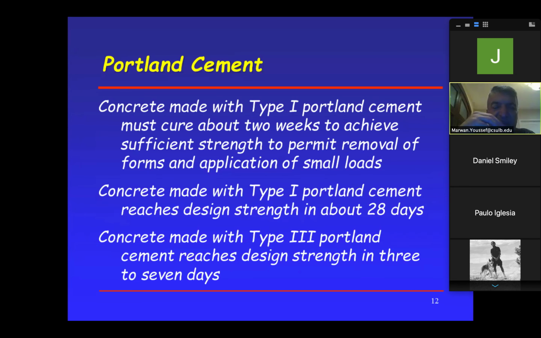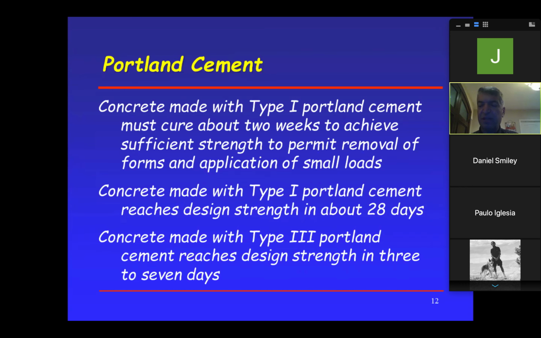Okay, thank you. So Portland cement now, concrete made with type 1 Portland cement. Everything we're going to read here, I probably mentioned it, okay? But we'll see what we highlight. Type 1 Portland cement must cure about 2 weeks to achieve sufficient strength to permit removal of forms and application of smaller loads. So when you form the concrete column or beam, you have to wait about 2 weeks. That means 14 days, okay, before you start stripping the form.